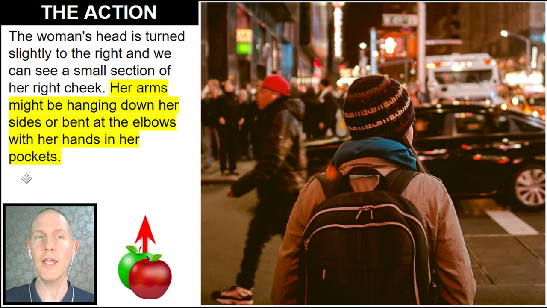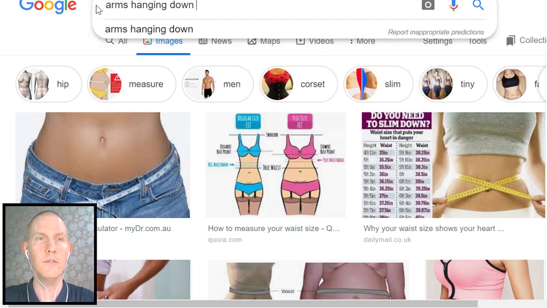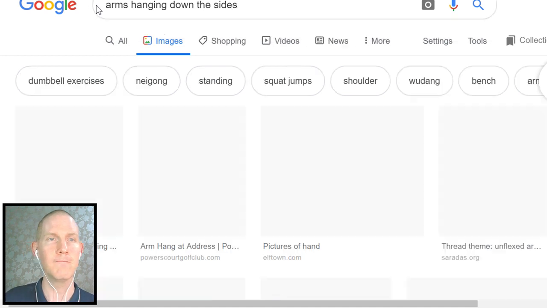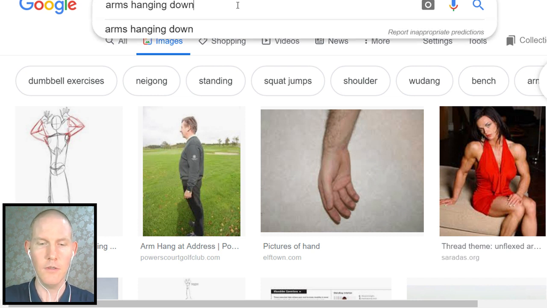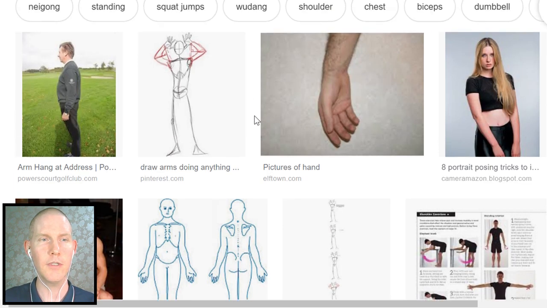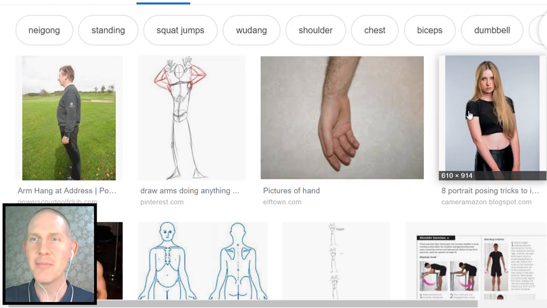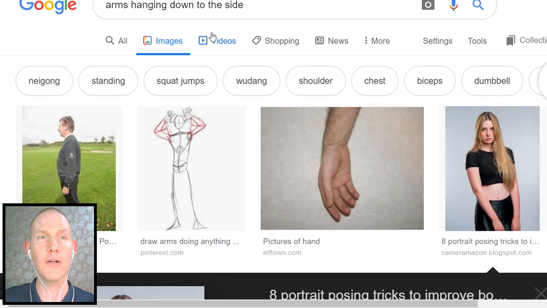Her arms might be hanging down her sides or bent at the elbows with her hands in her pockets. All right, so let's take a look at arms hanging down the sides. Let's see. No, that's not quite right. Arms hanging down to the side, right? Okay, I suppose that works. But this girl right here, we can say her arms are hanging down to the sides, right? So they're just hanging straight down. Kind of a little bit in front, but hanging down straight.